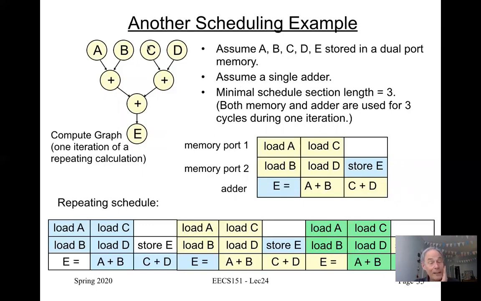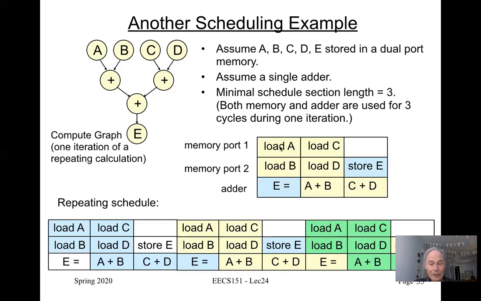And then the memory is going to use, we can fetch 2 operands at once because it's dual port. We can fetch A and B or C and D, but we also need to store E back in, right? So we've got 3 different memory operations, so we need 3 cycles for that. So we're going to make a chart that has 3 columns in it, 3 clock cycles, and start laying this out.